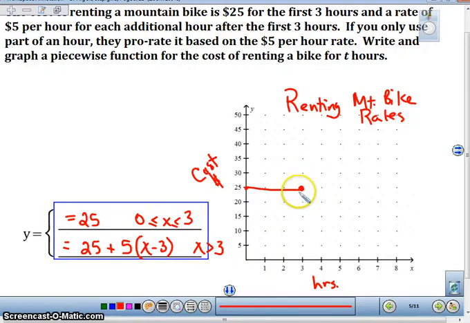So notice here, we said we're going to have a slope of 5. That means we go up 5, but this is 5 and this is over 1. So at 4 hours, it would cost us 30. At the next one, if we go to 5 hours, it's going to be costing us $35. And we would have this going with a line, okay?